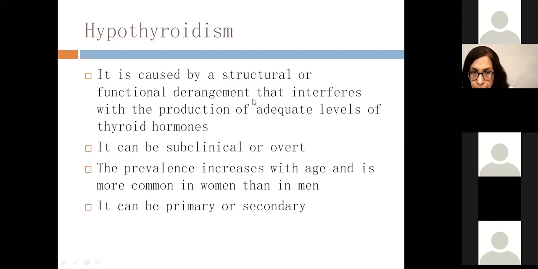Now, hypothyroidism is caused by a structural or functional derangement that interferes with the production of adequate levels of thyroid hormones. Any reason when there is decreased secretion of thyroid hormones is hypothyroidism. It can be subclinical or overt. Subclinical hypothyroidism is also very common. Prevalence increases with age, and it is more common in women than in men. It can be primary or secondary.